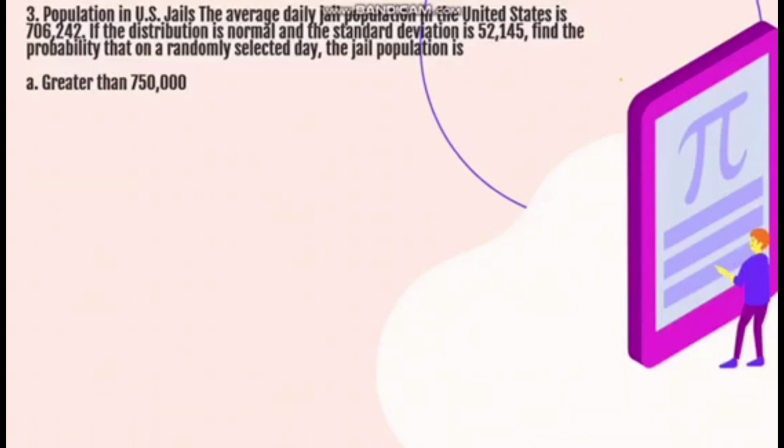706,242. If the distribution is normal and the standard deviation is 52,145, find the probability that on a randomly selected day, the jail population is A, greater than 750,000. So, the given are x is equal to 750,000.